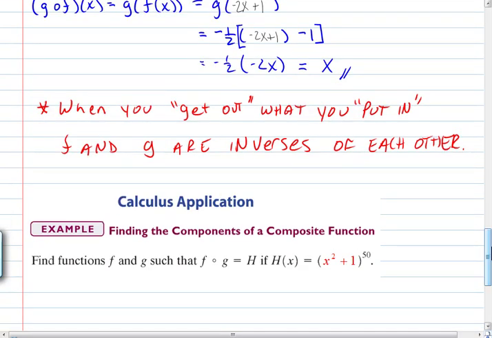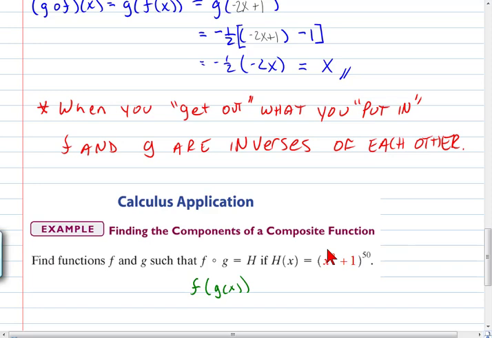A calculus application, finding components of a composite function. Find functions f and g so that if you compose these two functions and you get it equal to another function h, you end up with this. Well, what function is on the inside? G. See, when we have this, that's f of g of x. So we're putting g inside of a function.